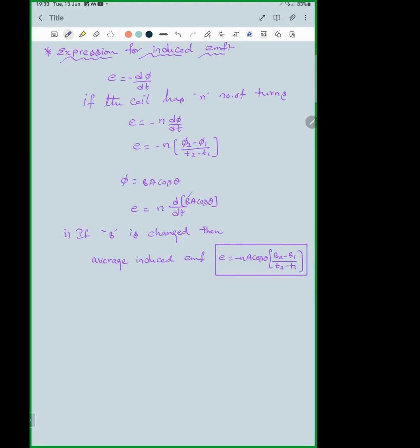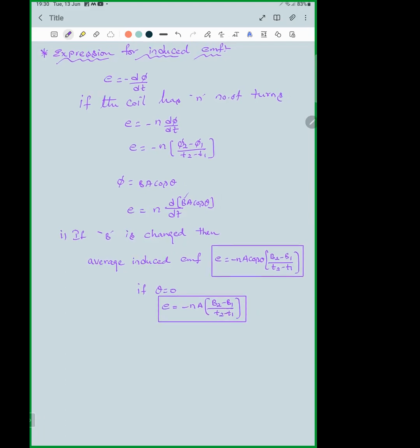Okay. And what about if theta is equal to 0, what happens? See, if theta is equal to 0, you can write E is equal to minus NA into B2 minus B1 by T2 minus T1, because cos 0 is 1, isn't it? And what is the instantaneous EMF in this case? Instantaneous EMF means E is equal to minus NA cos theta into dB by dt.